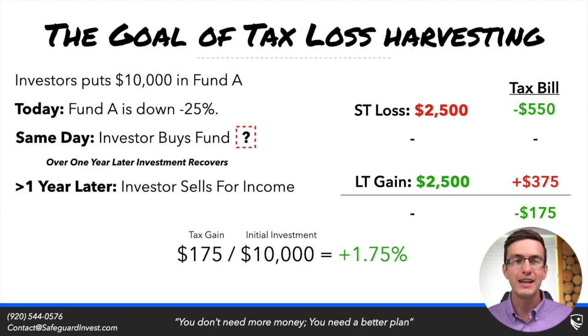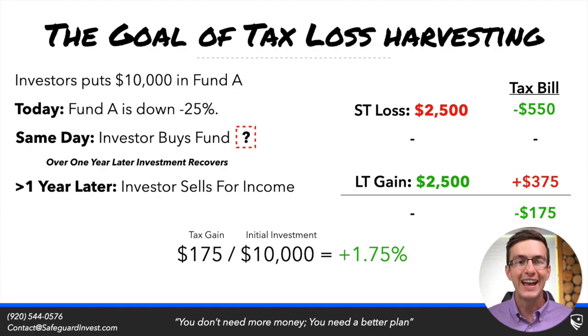But let's say the same day this investor buys hypothetical fund B. Let's say this hypothetical fund mimics the performance of fund A. Over the next year, let's say markets recover from this 25% decline and they recover back to break even. Then let's say this investor sells that fund because they need retirement income. They essentially captured a long-term gain of $2,500 at 15% based on the brackets they were in. They would owe tax of $375. And so they offset income at a higher rate, and now they're recapturing that income at a lower rate.